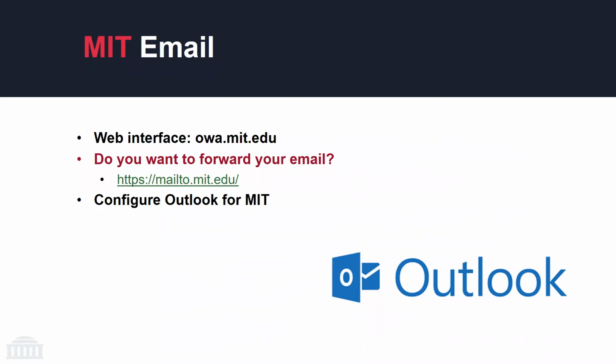Finally, a number of people do like to forward their mail to Gmail or any other email service, and that's fine. There's a link here in the slide that you can go to. At that site, you simply authenticate again with your Kerberos information and tell MIT where you would like your mail forwarded to, and it will go to that address.